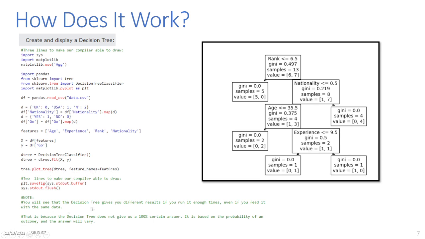Now you will see the decision tree gives you different results if you run it enough number of times, even if you feed it with the same data. That is because the decision tree does not give us 100% certain answers, so take note of that. It is based on probability of an outcome, and the answer will vary.